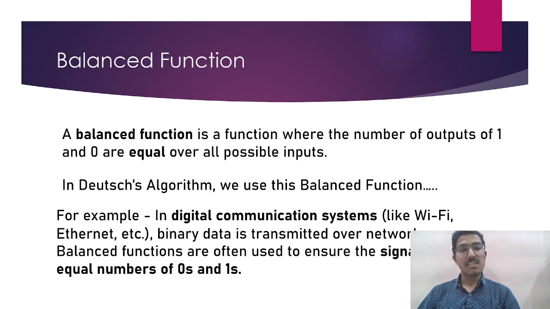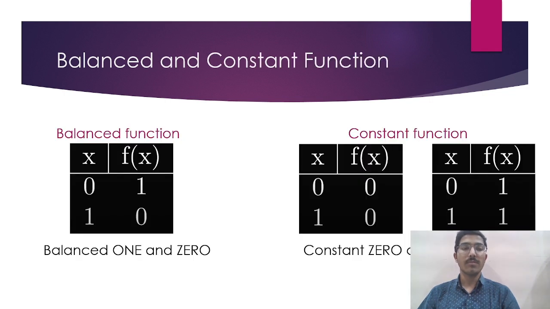Now, balanced function. A balanced function is a function where the number of outputs of 1 and 0 are equal over all possible inputs. Where do we mostly use this balanced function? For example, in digital communication systems like Wi-Fi, Ethernet, etc., binary data is transmitted over the network. Balanced functions are often used to ensure the signal has equal numbers of zeros and ones.